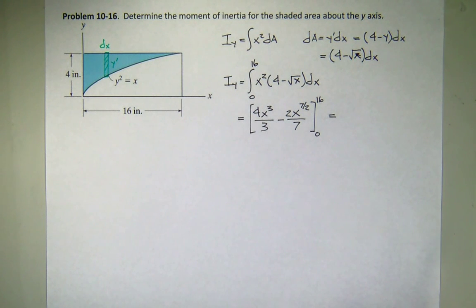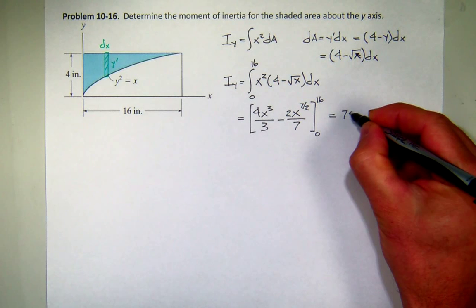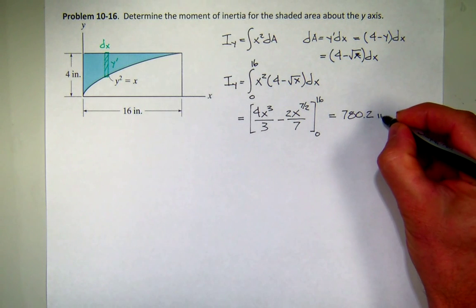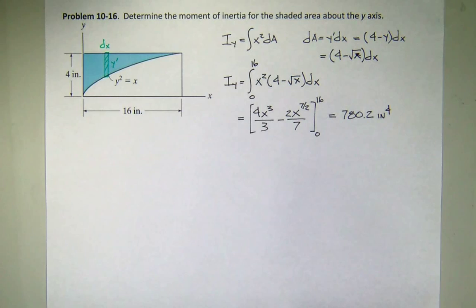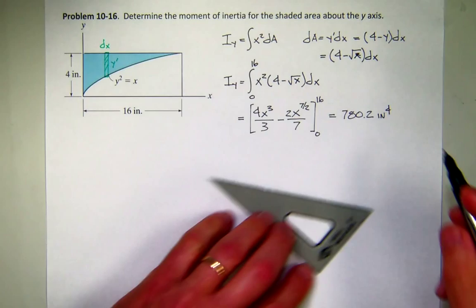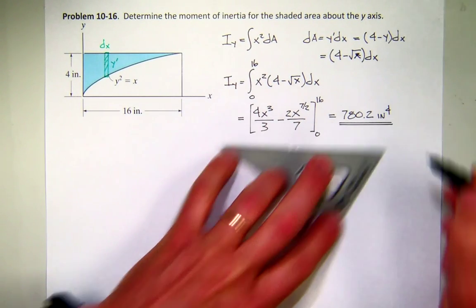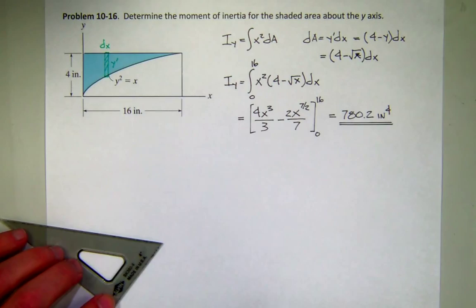When I did it, I got 780.2, and that would be in inches to the 4th. Is that right? You guys get that? You got it? That was not too bad. I think you'd be pleased if you got a problem like that on the test.